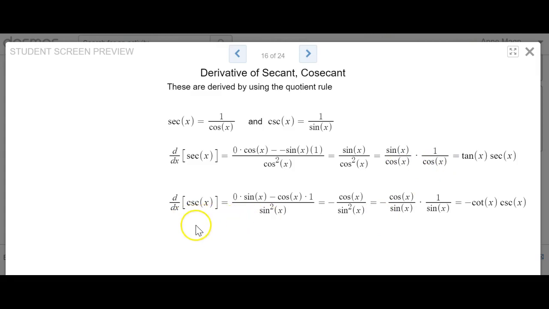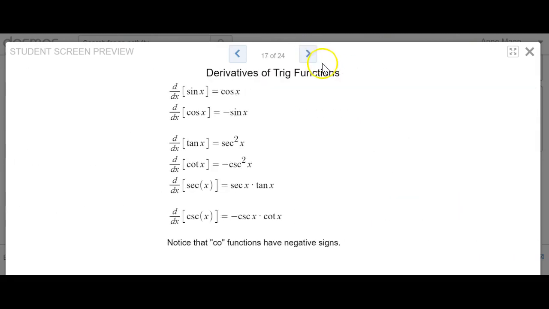And it's very similar to get the derivative of the cosecant, and again that would be negative. So there's a summary of all the trig functions and their derivatives, and notice that the co-functions are all negative.